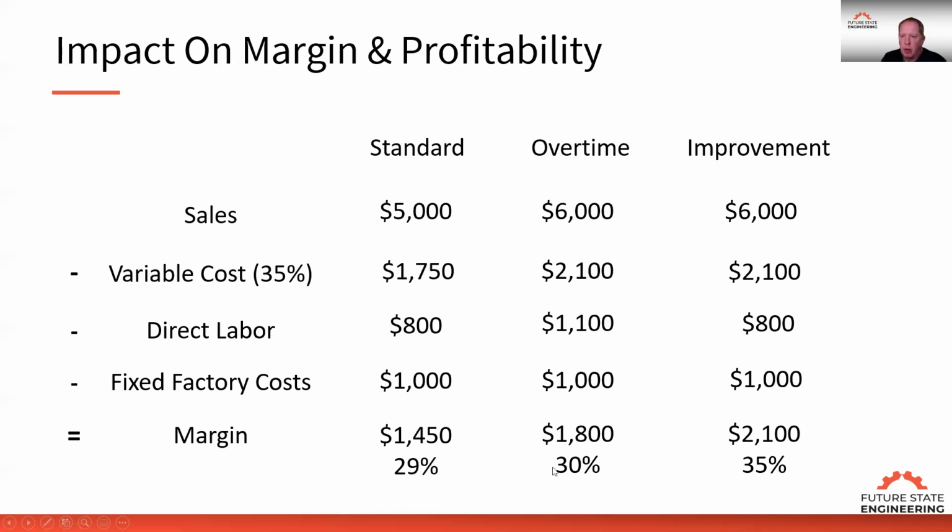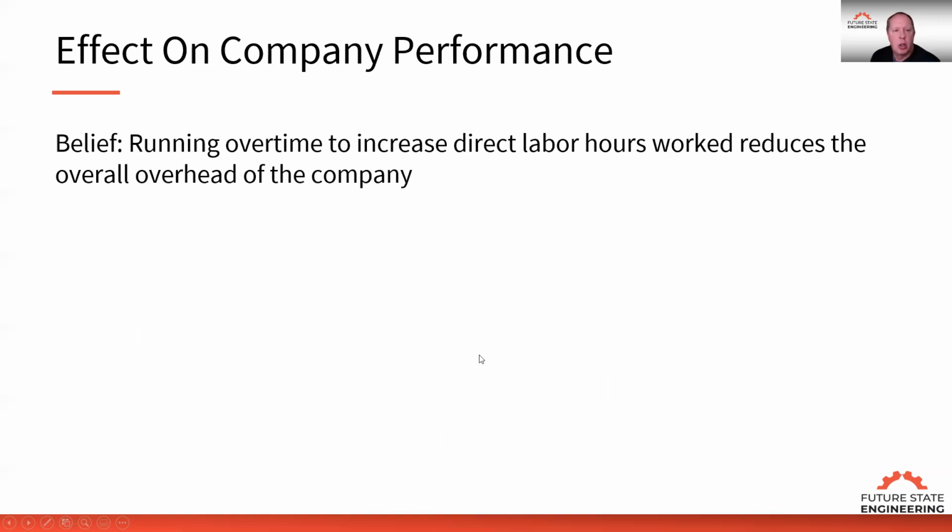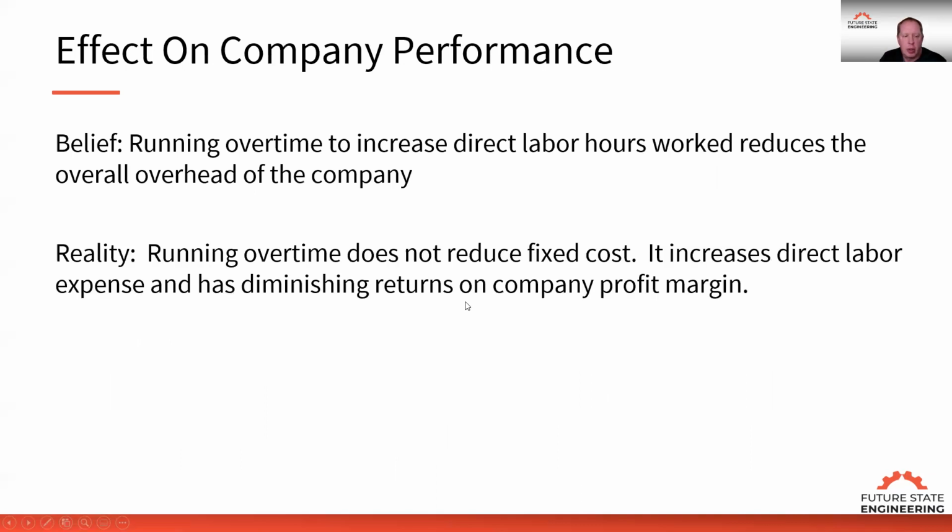So where should we be focusing our efforts? On improving our labor productivity or running more overtime? So in this case, it's clear if we can get better labor productivity, it has much more leverage on the company profitability. So what's the effect on company performance? So the belief is running overtime to increase direct labor hours reduces the overall overhead of the company. No, it doesn't. Reality, running overtime does not reduce fixed costs. It increases direct labor expense and has diminishing returns on margin.